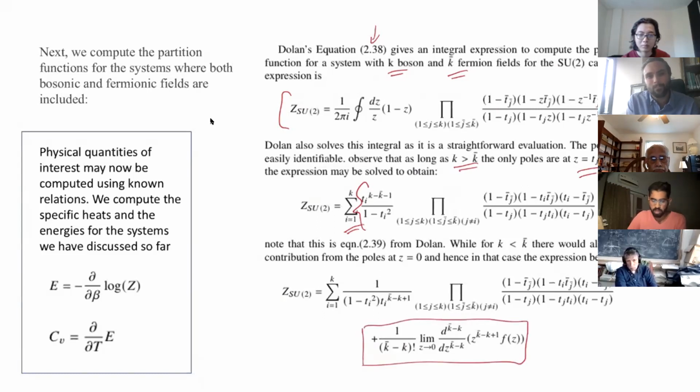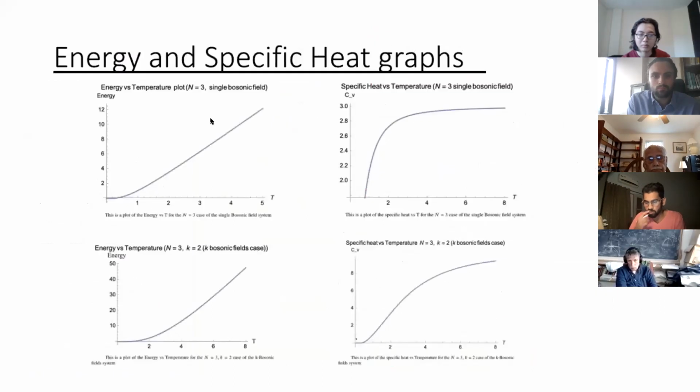And yeah, so as I stated before, I also tried to compute and plot the energies and specific heats for basically these systems that we just talked about. So this is the energy versus the temperature plot for the n equals 3 single bosonic field. And this is the specific heat for the same. And this is the energy versus the temperature for the K bosonic field case for K equals 2. And this is the specific heat.